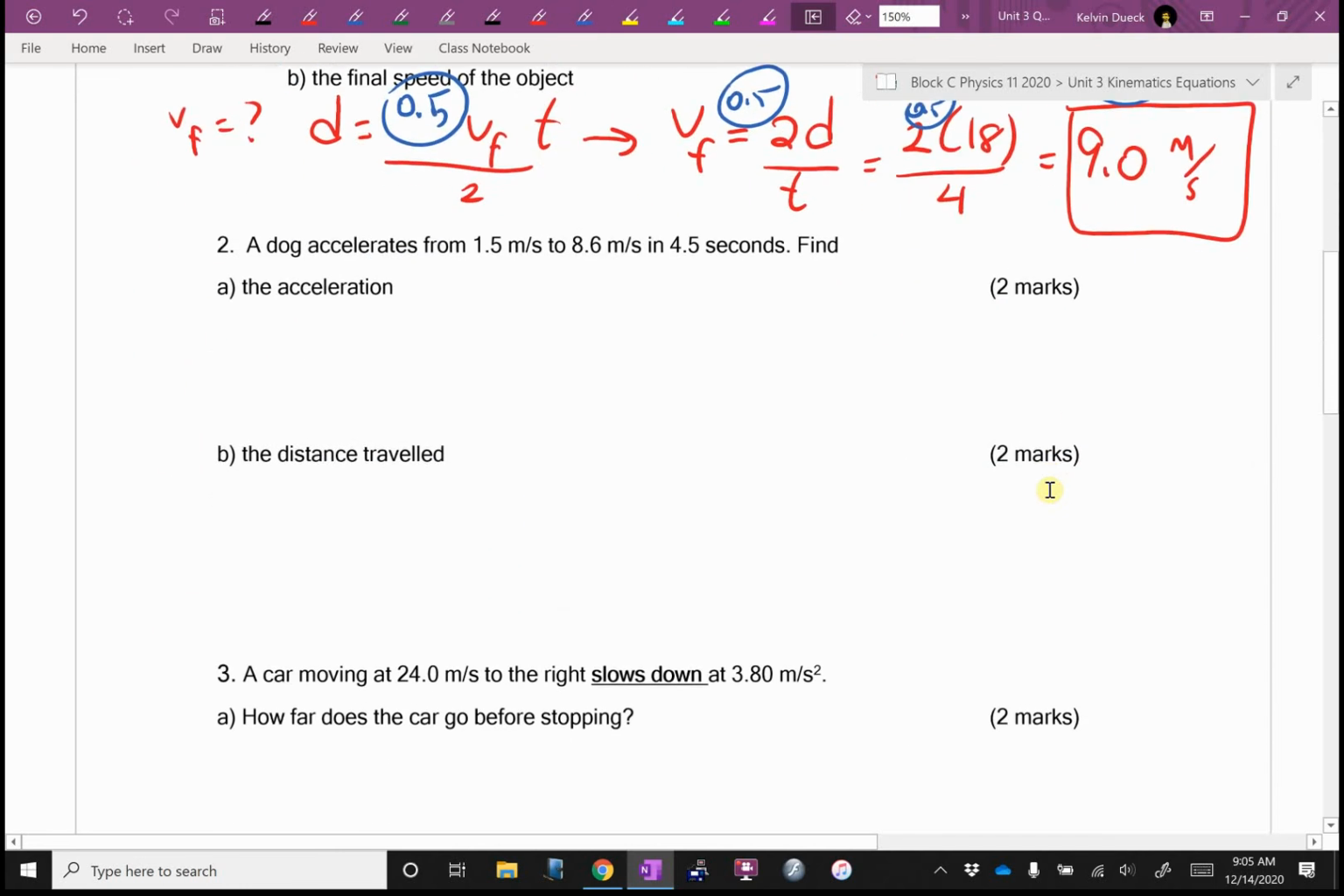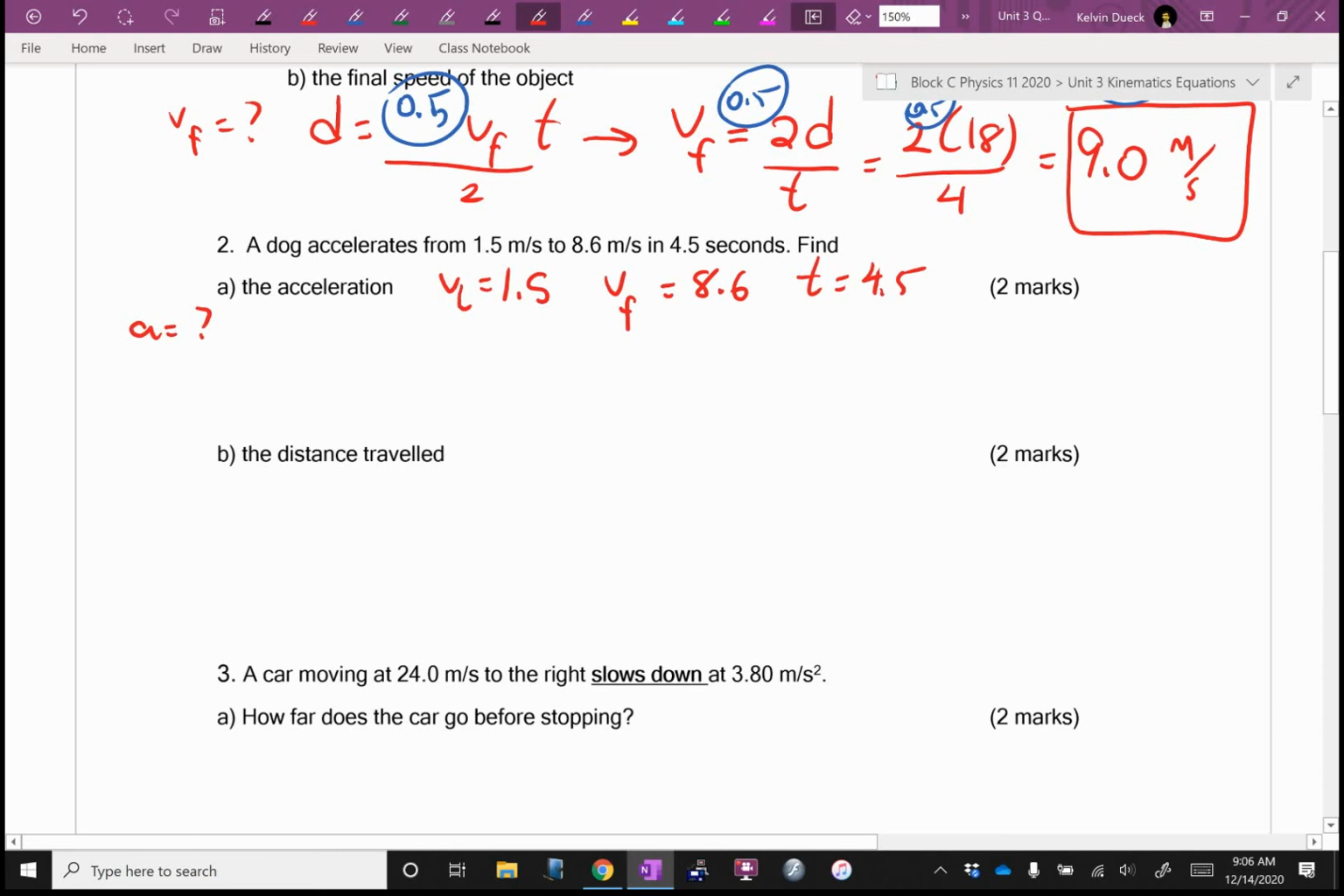Looks like in number 2, they're asking me to find the acceleration. I think that 1.5 is VI. I think that 8.6 is VF. I think T equals 4.5.